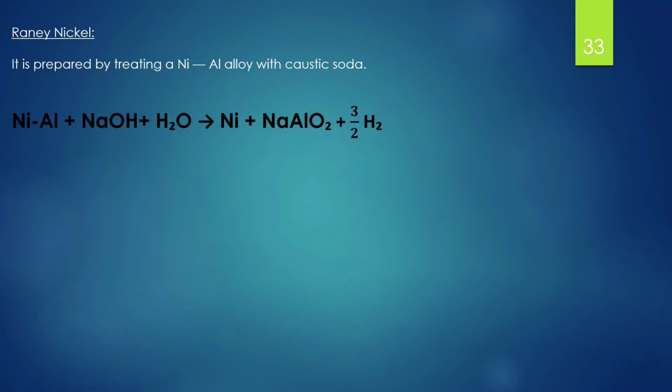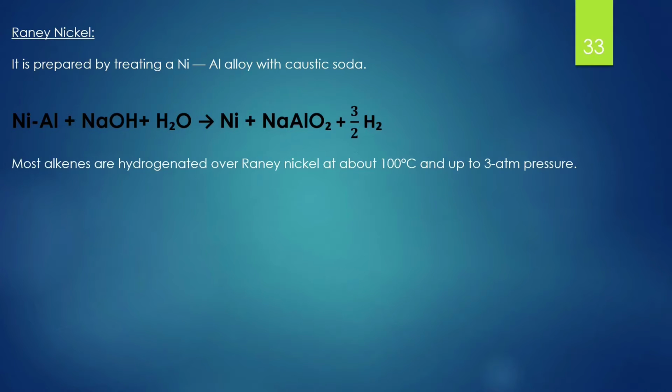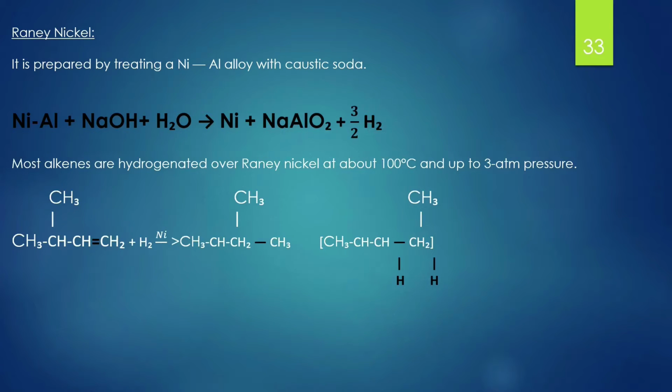Let's talk about Raney-nickel. It is prepared by heating a nickel aluminum alloy with caustic soda, as shown in the reaction below. Most alkenes are hydrogenated over Raney-nickel at about 100 degrees Celsius and up to 3 atmosphere. As a result, they are converted into alkanes.